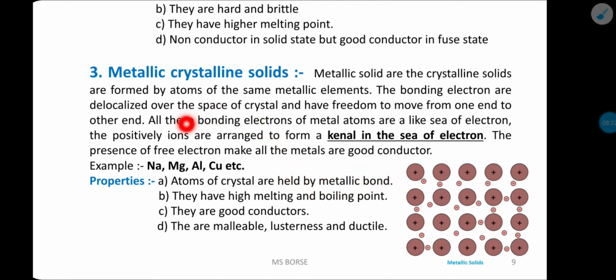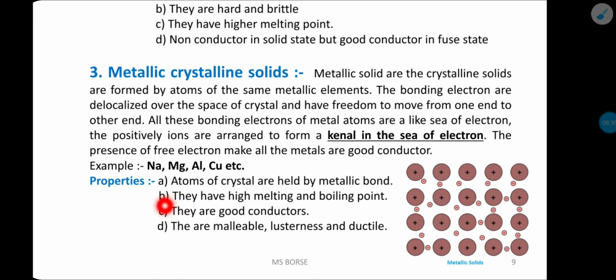In a metallic crystalline solid, the electrons are free to move from one end to another end. That's why metals are good conductors of heat and electricity. Examples: iron, magnesium, aluminum, copper, etc.